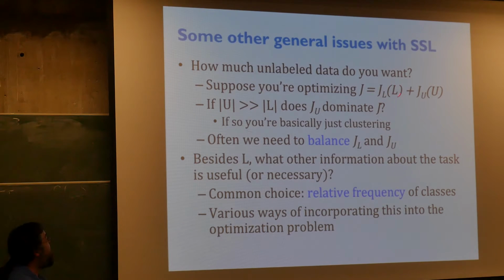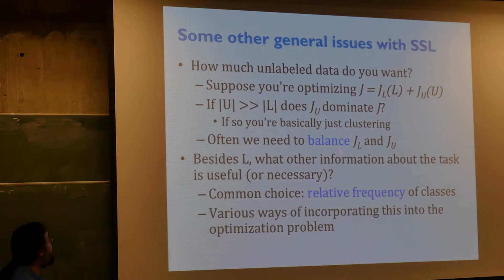Another thing that's very commonly done is to put a little bit of extra information into the semi-supervised learning algorithm. So you might get things like the relative frequency of the classes, so you might be biasing things to give you a partition that's roughly 50-50 if you've got a two-class problem, for example.